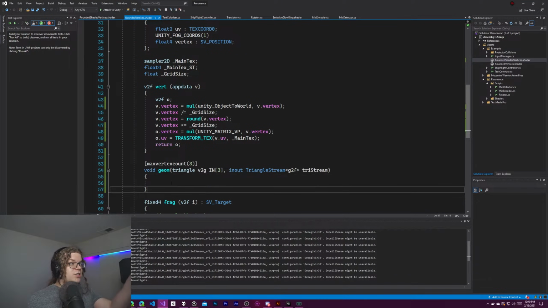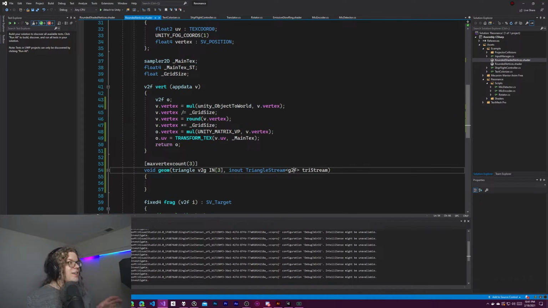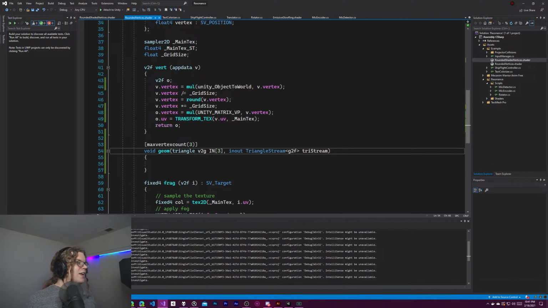And that's what this geometry shader is. That's the whole point of this. This has a reference to a V2G, and you'll notice that doesn't exist. It also has a G2F. That doesn't exist either. But you'll notice our Vertex shader has a V2F, and that's used here as well.